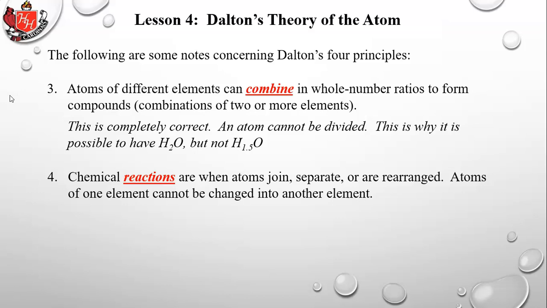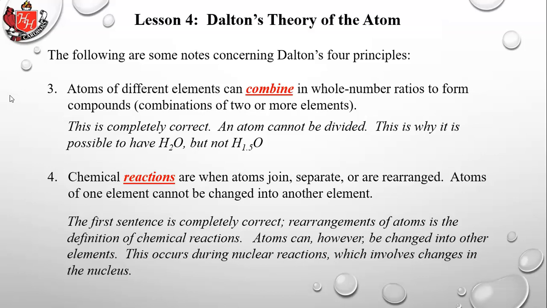4. Chemical reactions are when atoms join, separate, or are rearranged. Atoms of one element cannot be changed into another element. The first sentence is completely correct. Rearrangements of atoms is the definition of chemical reactions, and that's really the centerpiece of chemistry. Atoms can, however, be changed into other elements. This occurs during nuclear reactions, which involve changes in the nucleus.